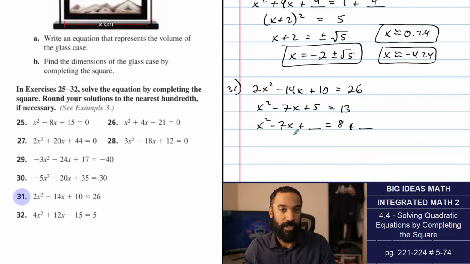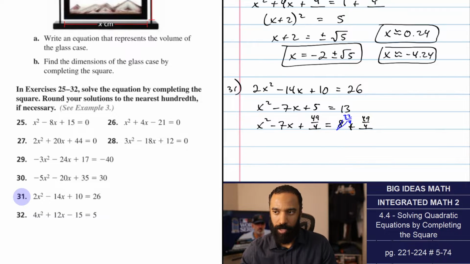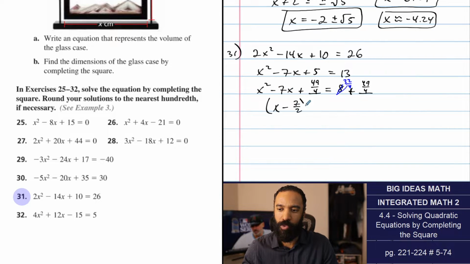-7 divided by 2 is -7 halves. We square -7 halves, we get positive 49 fourths. So 49 fourths comes on this side as well. 8 is 32 fourths. We've seen that in a previous problem. And we common denominator. So we're going to deal with that, where this factors into x minus 7 halves quantity squared. This is a nice one. It looks like this becomes 81 fourths, and we've seen that before as well.